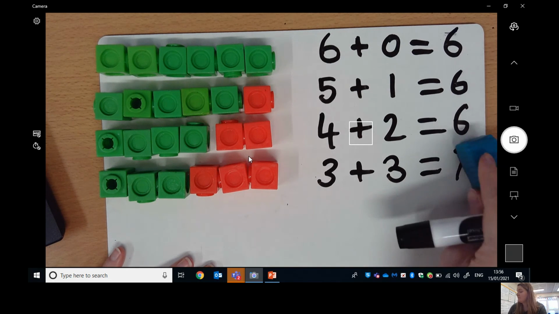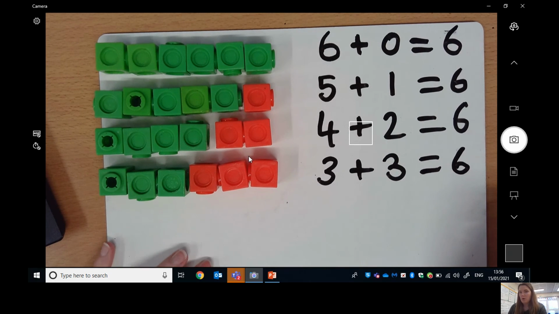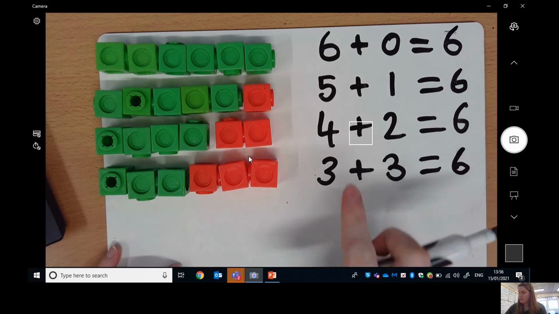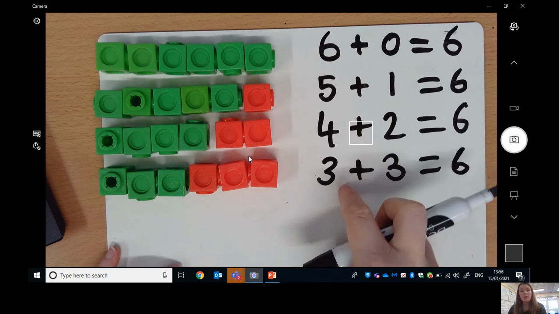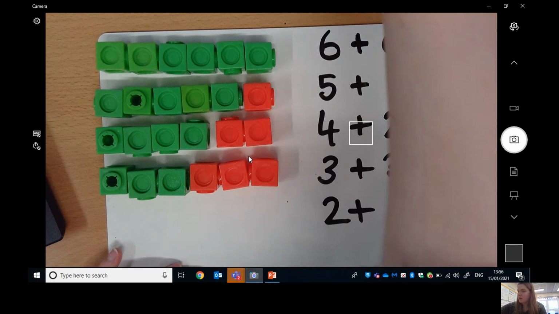Well done for checking. I need to make sure I write down the right number. We're finding all the sums for 6. Brilliant. What number should I try now? 6, 5, 4, 3, 2. You think I should try 2? Okay, we're going to try 2.